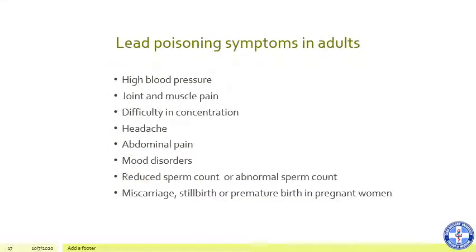Although children are primarily at risk, lead poisoning is also dangerous for adults. Signs and symptoms in adults might include high blood pressure, joint and muscle pain, difficulty in concentration, headache, abdominal pain, mood disorders, reduced sperm count or abnormal sperm count, miscarriage, stillbirth, or premature birth in pregnant women.